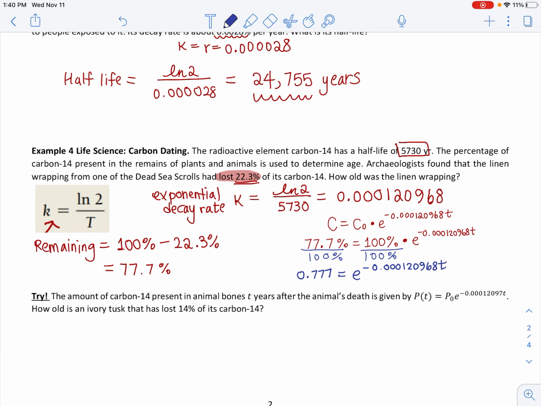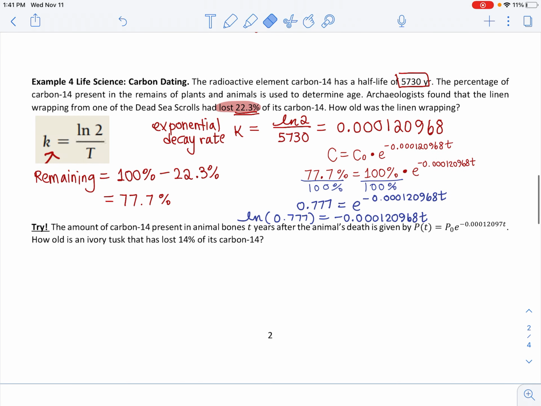0.000. I am so sick of writing this decimal down. But we want to be accurate for this archaeologist, aren't we? Alrighty, let's solve this. Take the natural log of both sides. Natural log of 0.777 is equal to natural log of e to the that. We should know by now that this will just turn into 0.0012096 t. What happened to e? Natural log of e got canceled out because that's just 1.